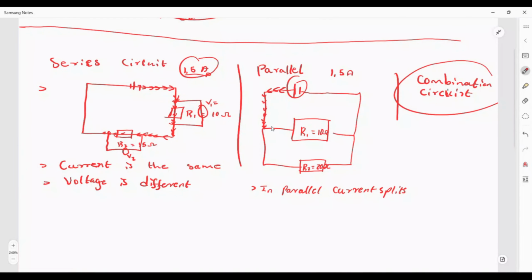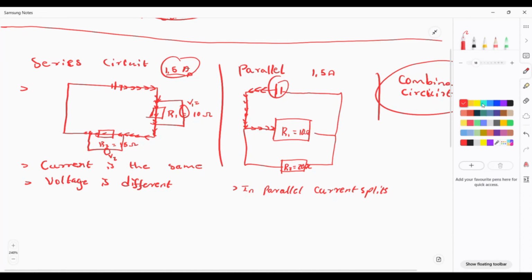Okay, so some of the current will have to move to this junction, and some of the current will come to that junction over there. But what determines the amount of current in each junction?